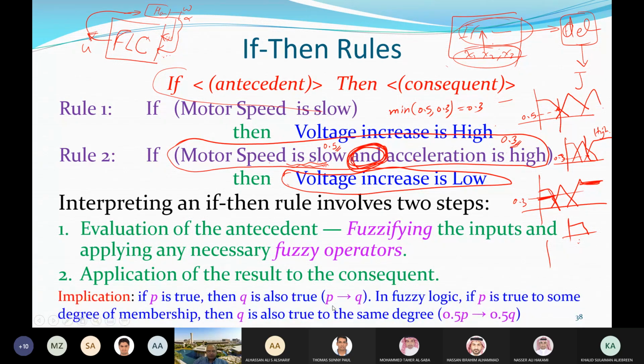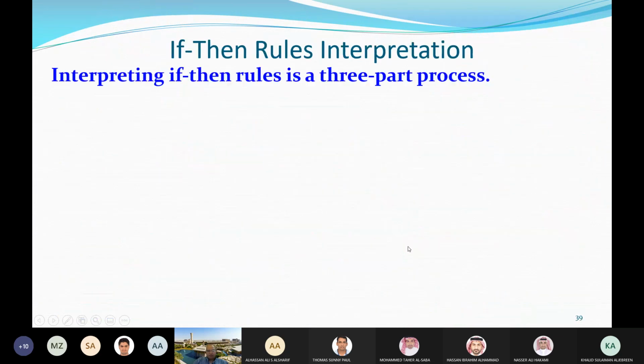So the rule is: if B is true, then Q is also true. If B is satisfied by 0.5, then Q is also satisfied by 0.5. So when you measure the antecedent here with 0.3, the consequent will also be satisfied by 0.3.